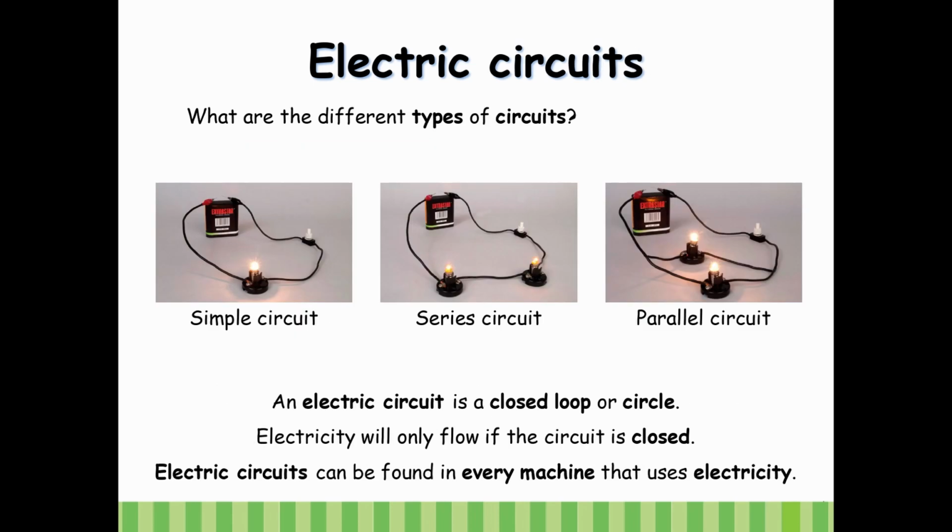Electric circuits. What are the different types of circuits? Simple circuit, series circuit, parallel circuit. An electric circuit is a closed loop or circle. Electricity will only flow if the circuit is closed. Electric circuits can be found in every machine that uses electricity.